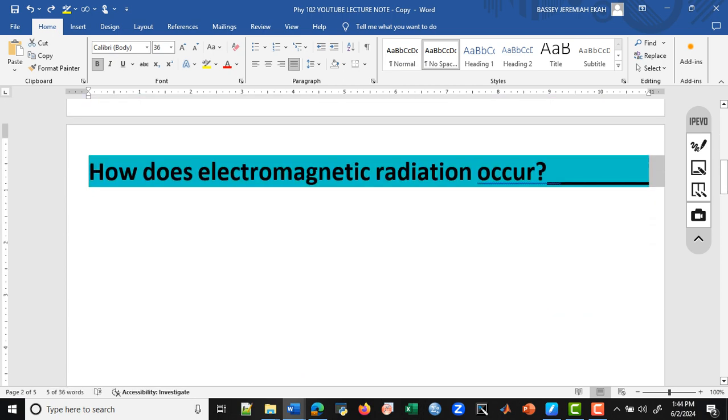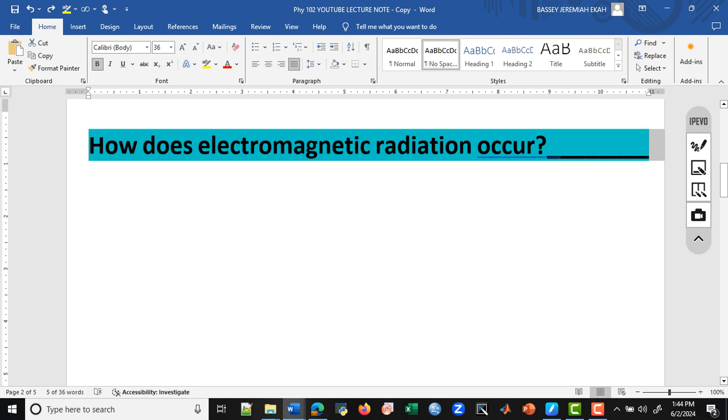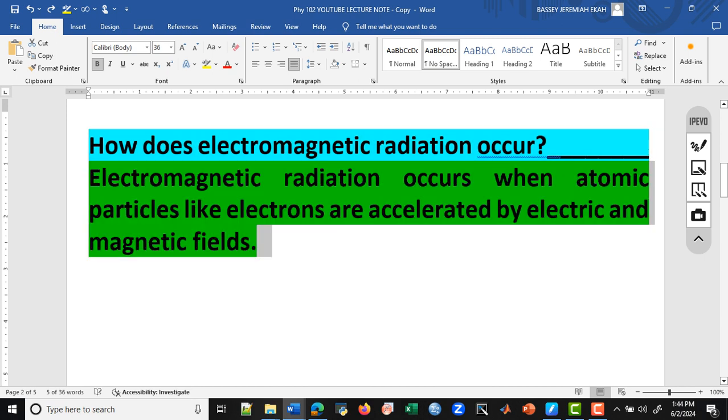The next question is, how does electromagnetic radiation occur? Electromagnetic radiation occurs when atomic particles like electrons are accelerated by electric and magnetic fields.